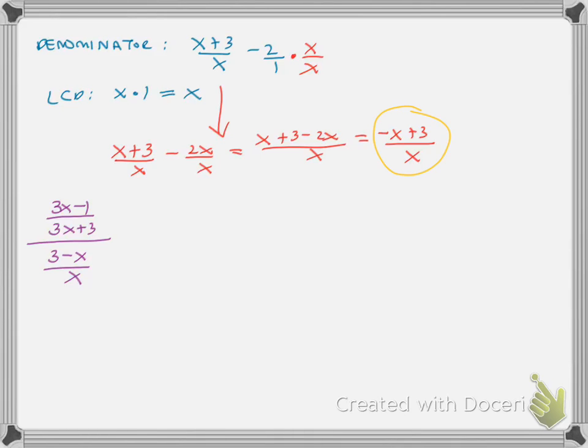Now remember, division is multiplication by the reciprocal. And it's always the reciprocal of your denominator, right? You're never flipping your numerator. It's always the denominator. So this will become 3x minus 1 over 3x plus 3 times x over 3 minus x.